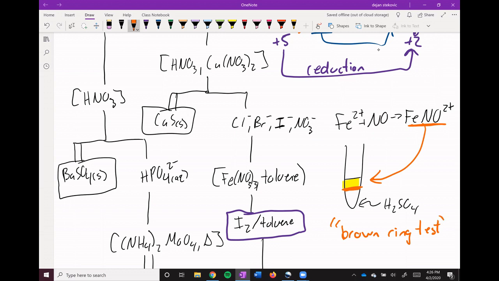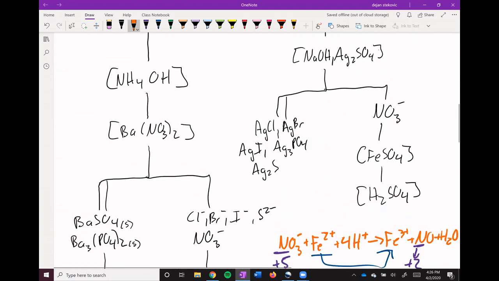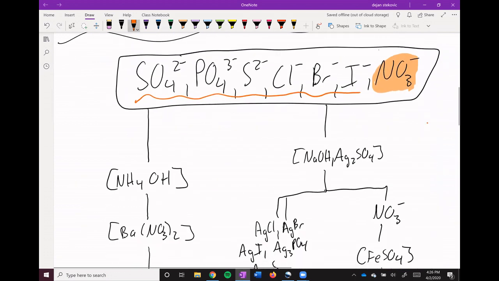And if we see this, then it's positive. If we don't, then it's negative. You'll see in the video, I had a lot of trouble getting a good image of this brown ring on the video, so I just took a picture instead. And then after that, we're all done. We've identified all 7 of our common anions.